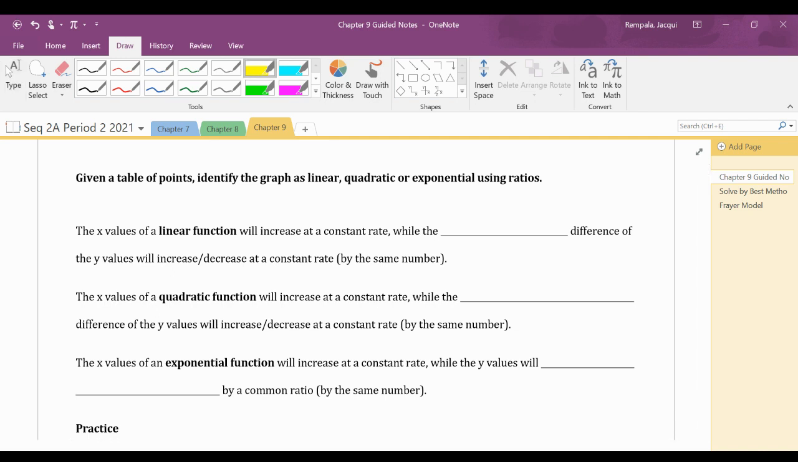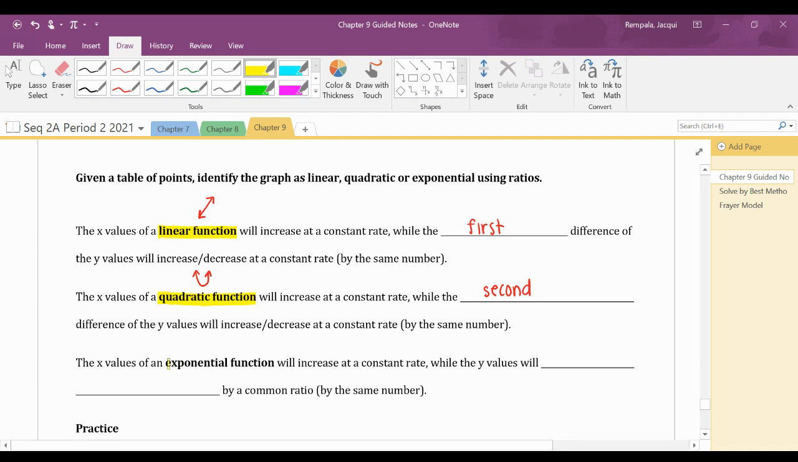It says the x values of a linear function. Once again, a linear function means we're thinking about a line, will increase at a constant rate, while the first difference of the y values will increase or decrease at a constant rate, meaning by the same number. If we are dealing with x values of a quadratic function, which remember looks like that U, they're going to increase at a constant rate, while the second difference of the y values increase or decrease at a constant rate by the same numbers.